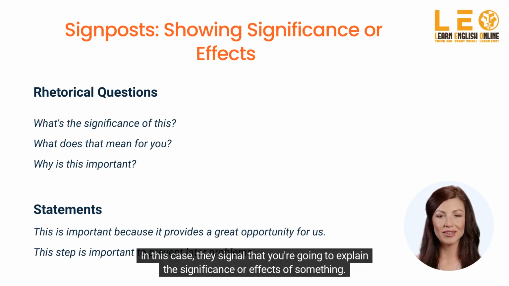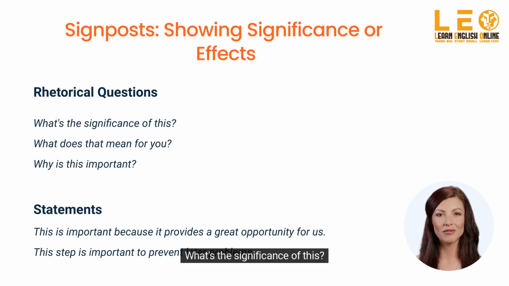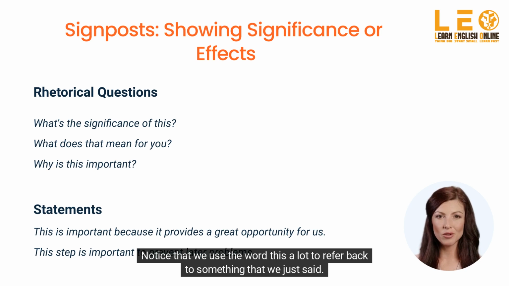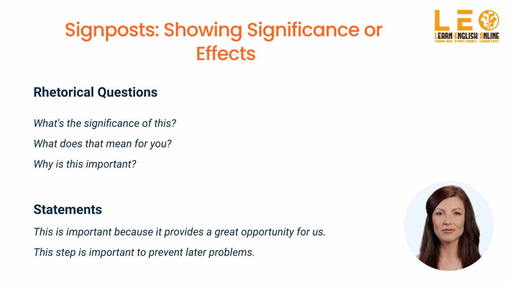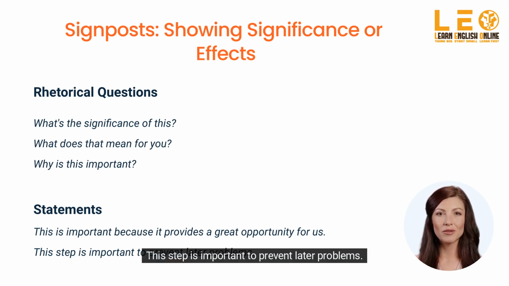In this case, they signal that you're going to explain the significance or effects of something. What's the significance of this? What does this mean for you? Why is this important? And, of course, you can also use statements. Notice that we use the word "this" a lot to refer back to something that we just said. This is important because it provides a great opportunity for us. This step is important to prevent later problems.